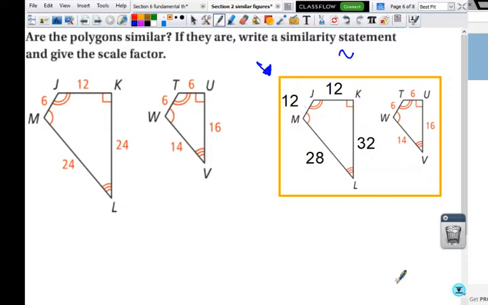All right, let's go ahead and start going over this. So let's start with the easy one. Does every corner in this first shape match up with the corner in the second shape? Yes. Yeah, that's the easy one. All right. So we got to make sure our sides are similar.